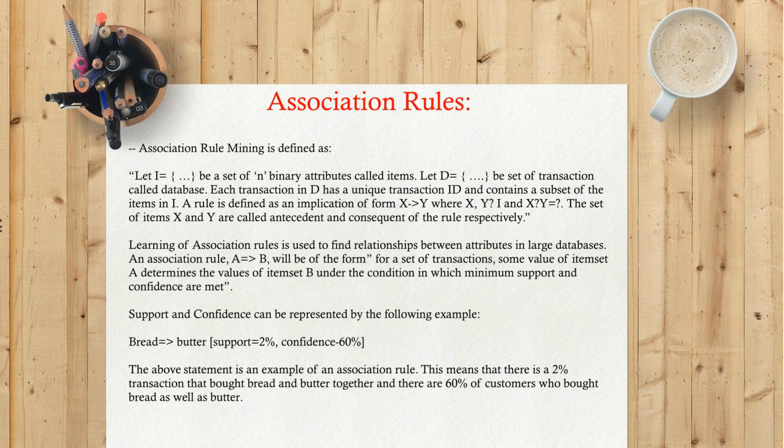An association rule, A implies B, will be of the form: for a set of transactions, some value of item set A determines the values of item set B, under the condition in which minimum support and confidence are met. Support and confidence can be represented by the following example: bread implies butter, support equals 2%, confidence 60%. The above statement is an example of an association rule. This means that 2% of transactions bought bread and butter together, and 60% of customers who bought bread also bought butter.